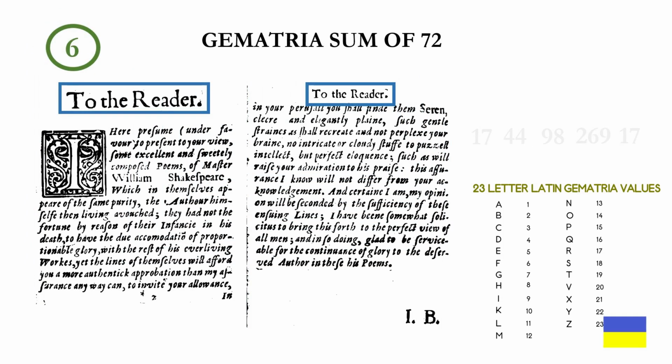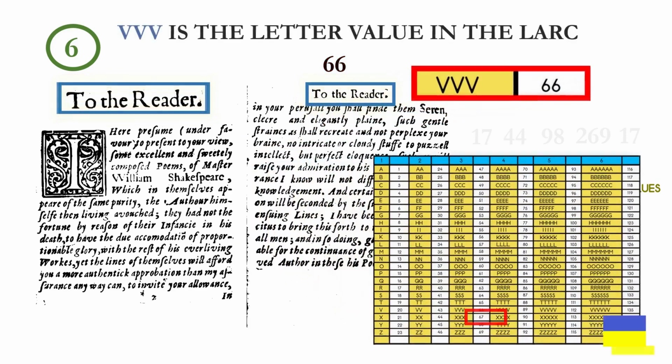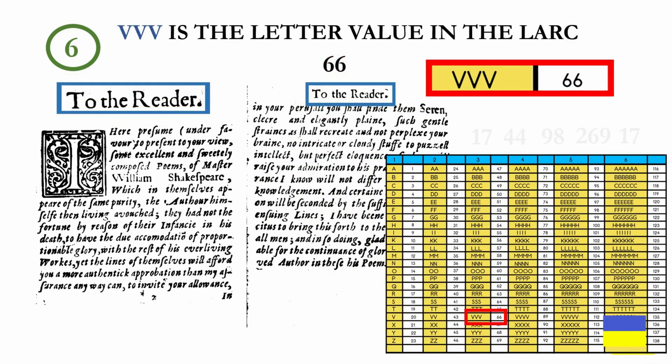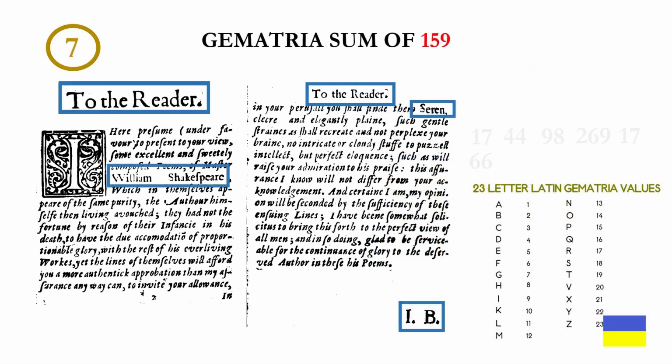In our next puzzle, the gematria sum of the uppercase letters of the header is 72. We subtract the number of words to get 66. VVV is the letter value in the Latin alphabet repeating count. Next, we take a gematria sum of uppercase Roman letters, excluding the decorative initial, and we get a gematria sum of 159.